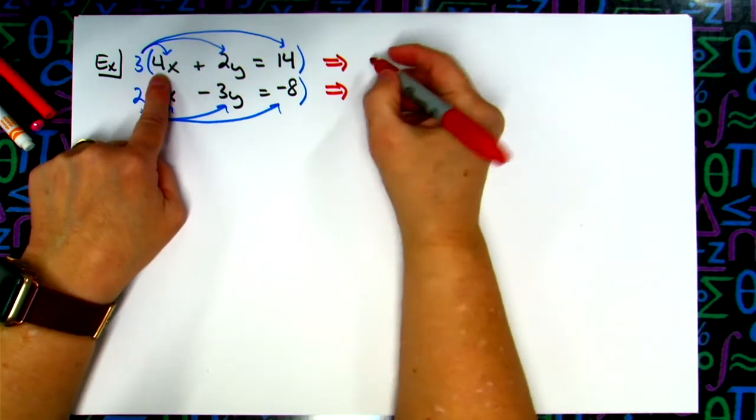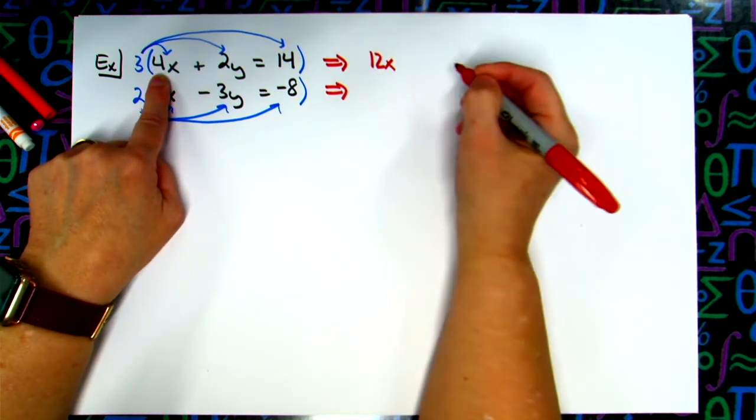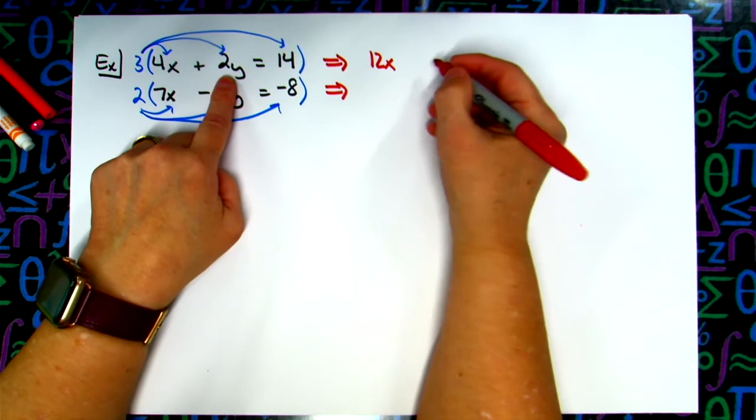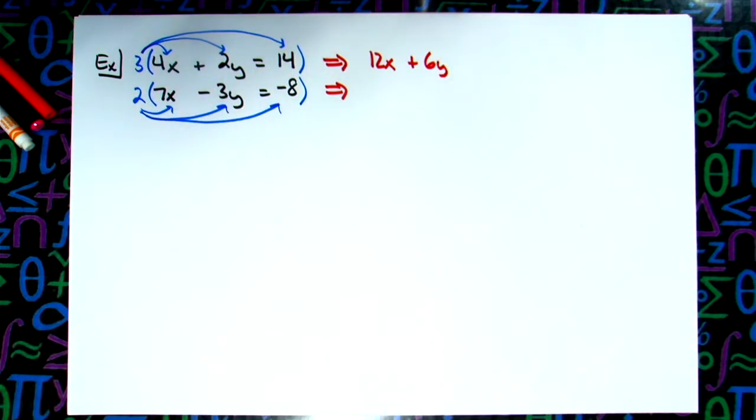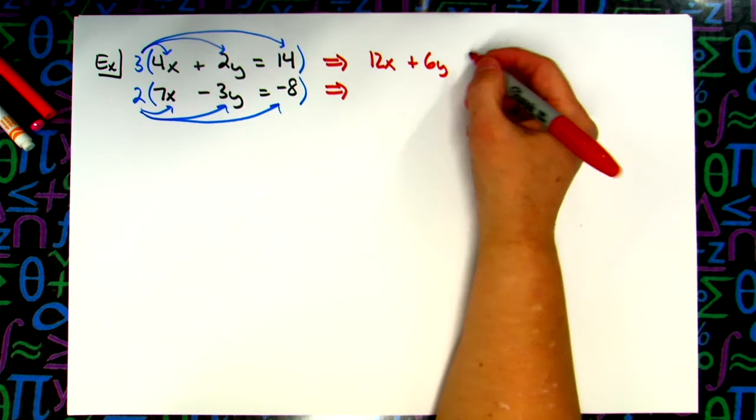3 times 4 is 12x. 3 times that 2 is 6y. 3 times 14, I could probably do in my head, but I'm just going to multiply it on the calculator to make sure. I'm going to get 42.